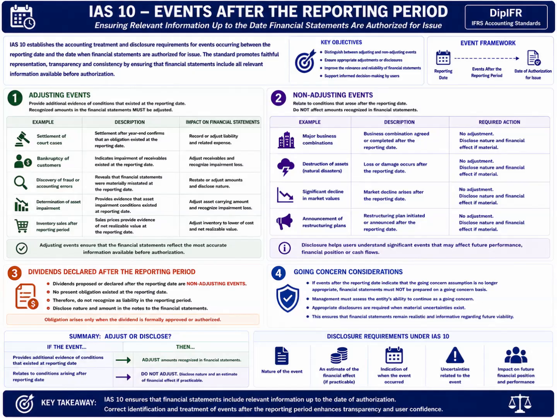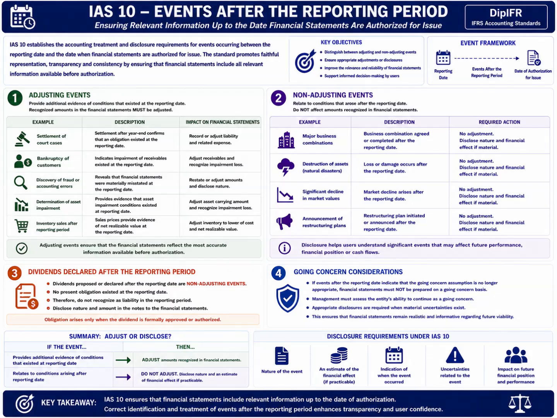IAS 10 distinguishes between adjusting events, which provide evidence of conditions existing at the reporting date, and non-adjusting events, which relate to conditions arising after the reporting date. Correct classification is essential because it determines whether financial statement amounts are adjusted or merely disclosed. This distinction supports faithful representation and improves the reliability of financial reporting information.